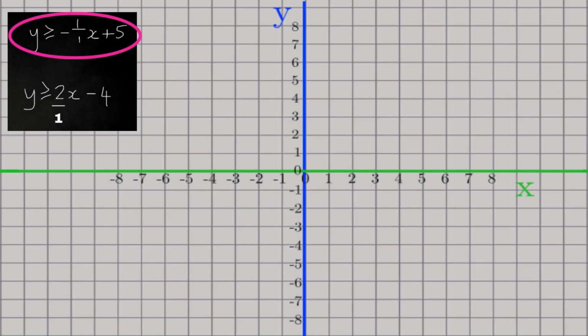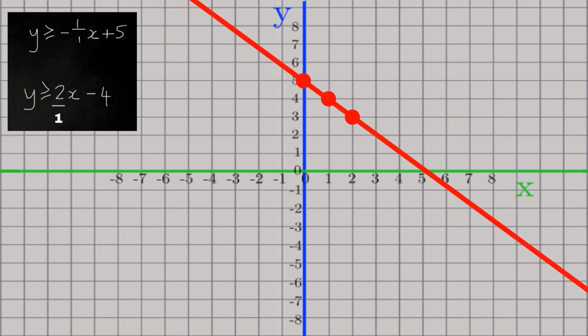Let's start with the first inequality. We have a y-intercept of positive 5, so we plot the first dot on the number 5 of the y-intercept. Then the slope is negative 1 over 1. So I will go down 1, then across 1, then repeat. Because the inequality is greater than or equal to, I will use a solid line to draw the line. Because y is greater than or equal to, we shade above the solid line like so.